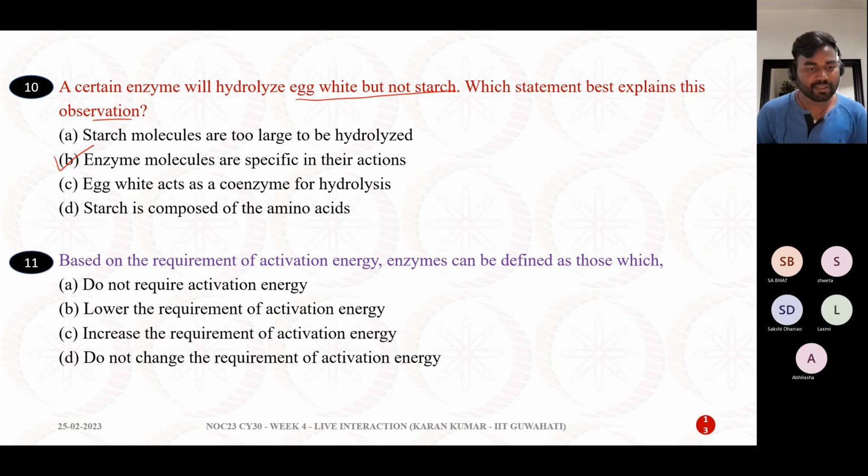Now the next question. Based on the requirement of activation energy, enzymes can be defined as those which do not require activation energy, which lower the requirement of activation energy, which increase the requirement of activation energy, and which do not change the requirement of activation energy. Enzymes lower the requirement of activation energy. And how do they do it? How do they do it? They lower down the requirement of activation energy.